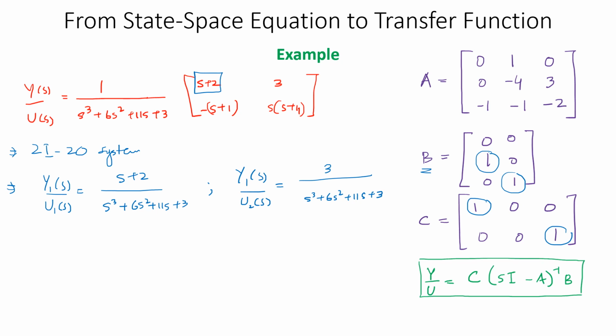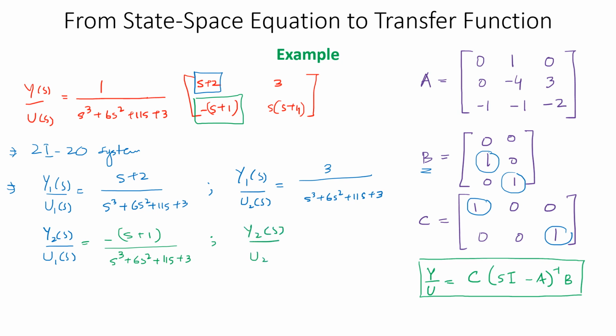And then you have similarly another expression like y2 of s over u1 of s, and that is going to be, if I use a different color corresponding to this green block, minus s plus 1 over the same denominator. And similarly, you are going to have y2 of s over u2 of s equal to this expression divided by the characteristic equation, and that is going to be s into s plus 4 over the same expression.